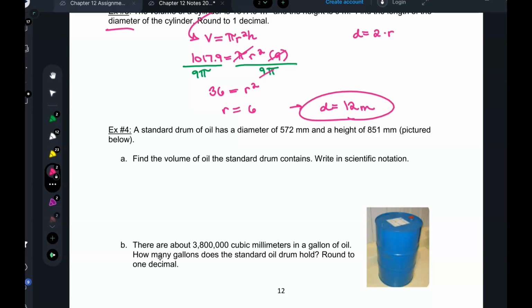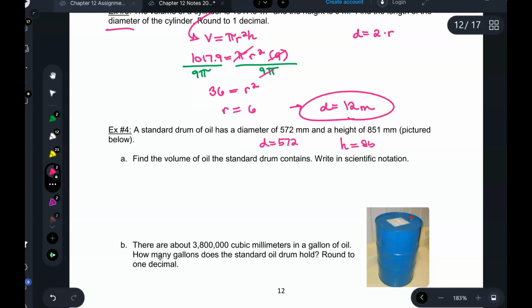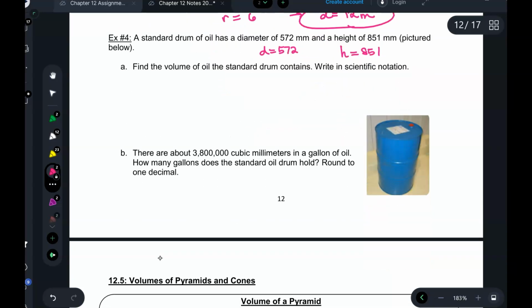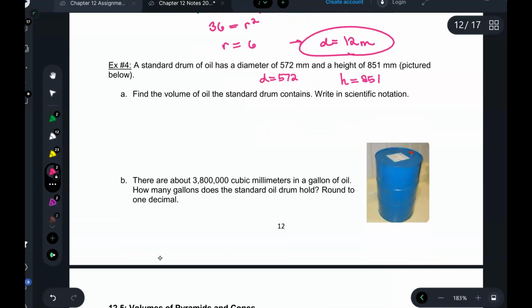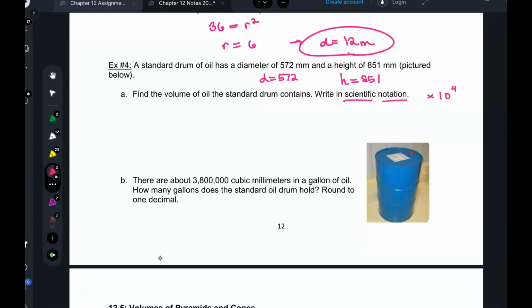I'm just going to go on to the next one. Okay, let's see. A standard drum of oil has a diameter of 572 millimeters and a height of 851 millimeters, pictured below. Find the volume, and we're going to write it in scientific notation. Scientific notation is like times 10 to the 4th power or something like that. Oh, I remember this.